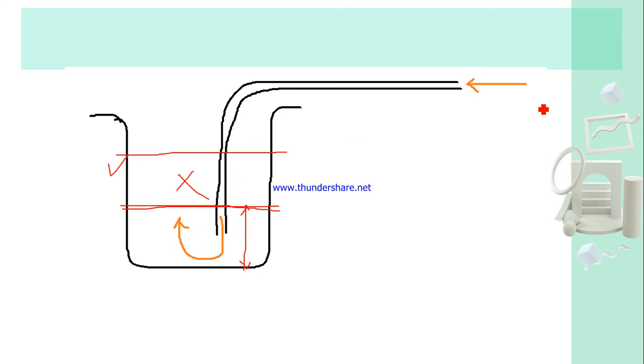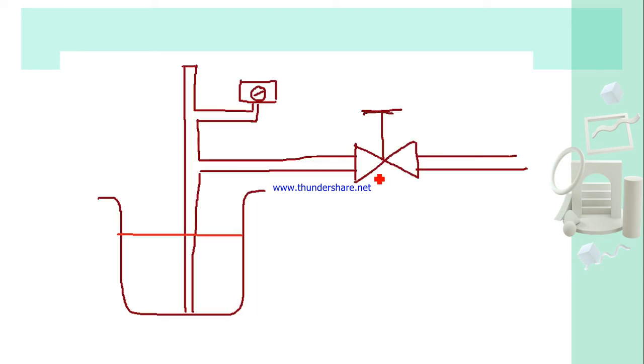So basically, to pass the air through this liquid, the inlet pressure will vary based on the level. This is the main principle of the bubbler type, or you can say air purge type level transmitter. Okay, so this is a very simple arrangement.